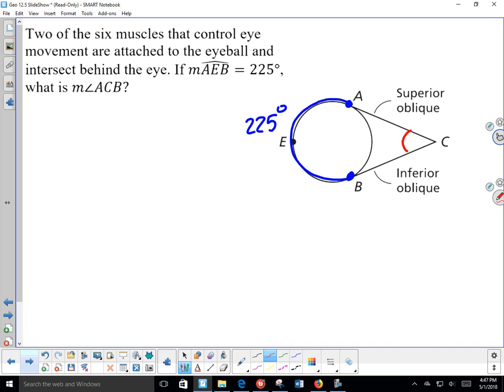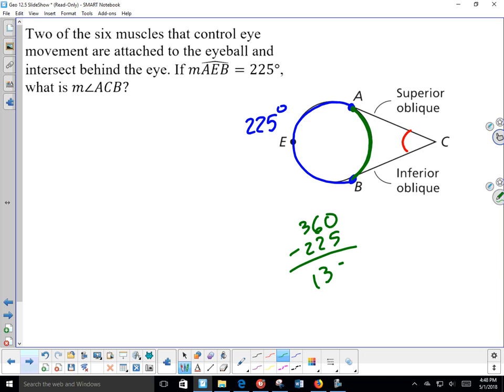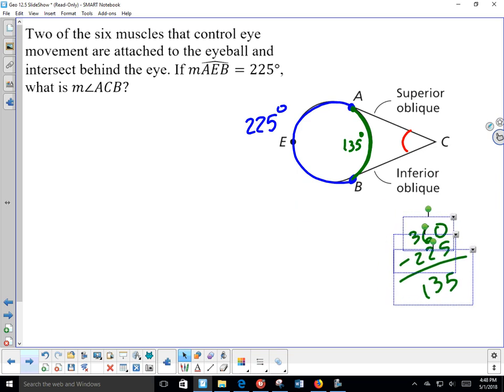Well, in order to find that angle, we're going to need to find the measure of this arc, and they did not give it to us. So how are we going to find that? Well, remember, this arc plus this arc form the entire circle. So we just need to do 360 minus 225 to get the measure of that arc, and it turns out to be 135. So this arc measures 135. We're now in business, and we can find the measure of the angle.